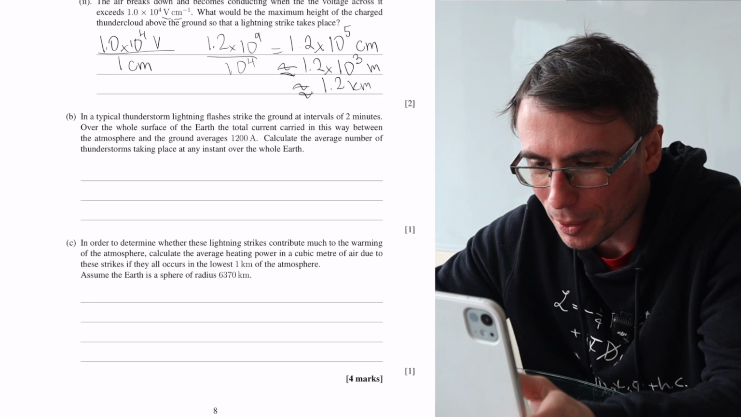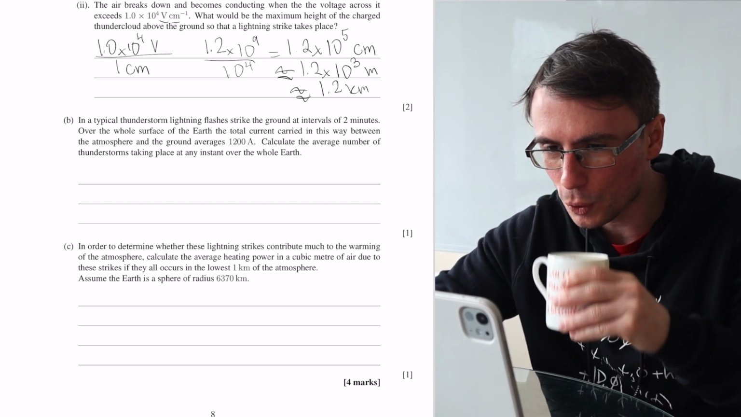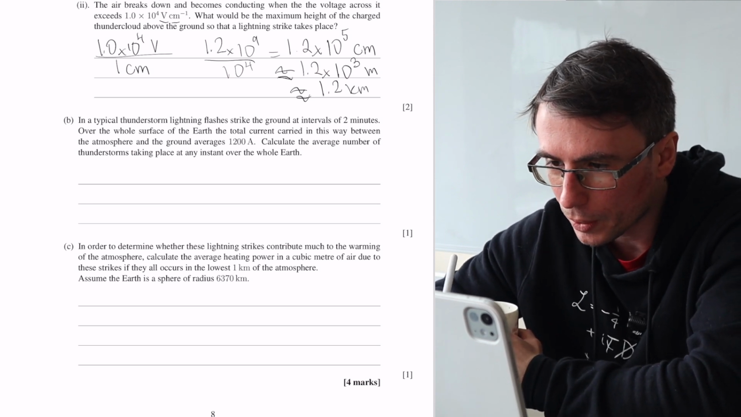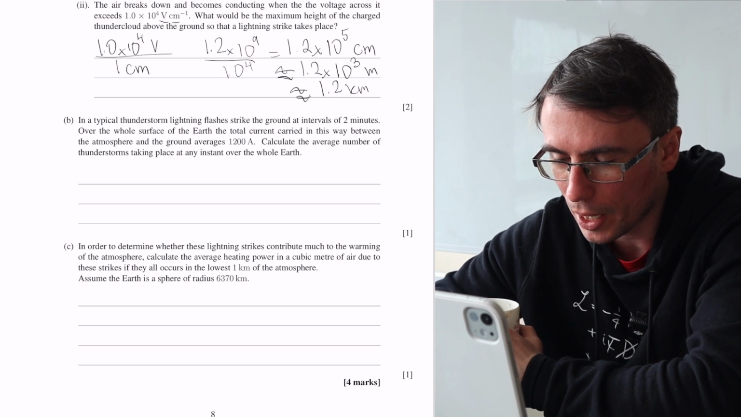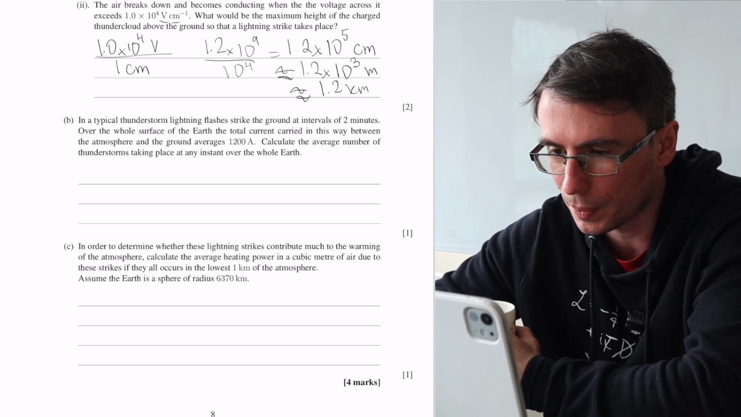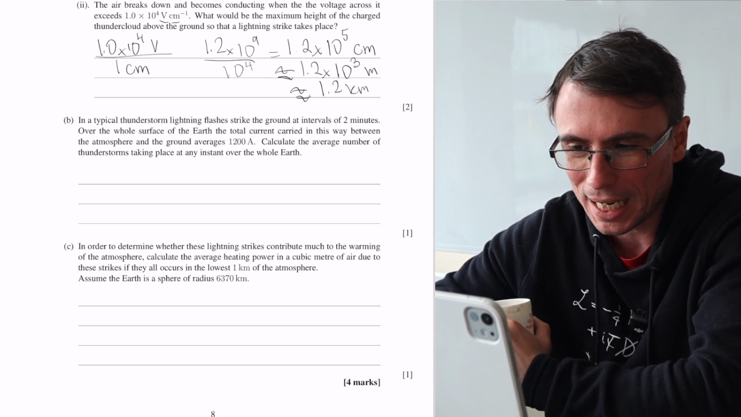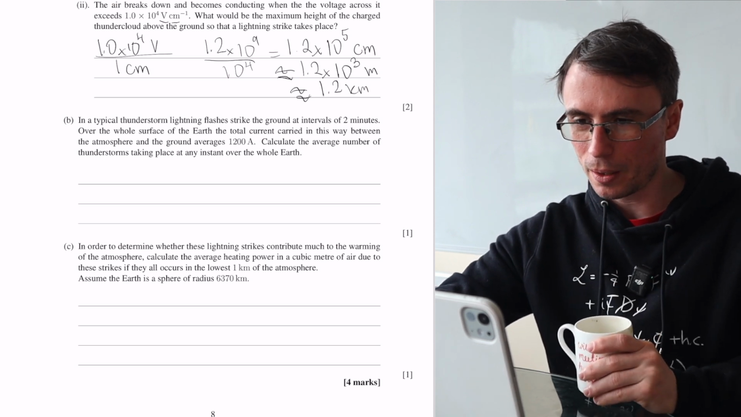Okay, B, in a typical thunderstorm, lightning flashes the ground at intervals of 2 minutes over the whole of the surface of the earth. The total current carried in this way between the atmosphere and the ground averages 1,200 amps. Calculate the average number of thunderstorms taking place at any instant over the entire Earth.